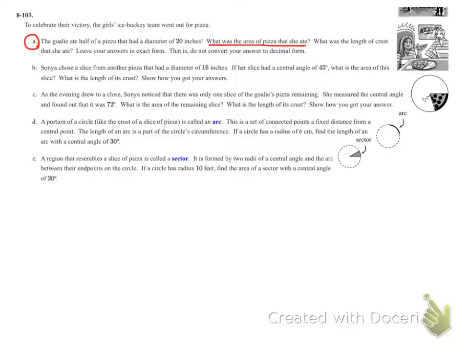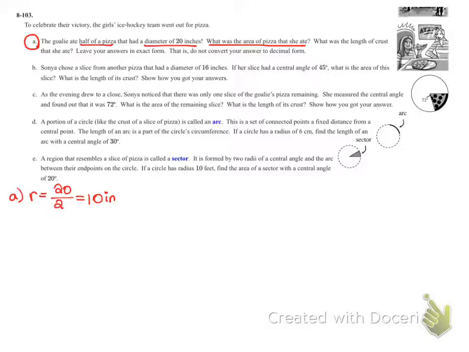So we know that the diameter of the pizza was 20. We know that she ate half of the pizza. So we want to figure out what's the area of the pizza she had. So if the diameter of the pizza is 20, then I know the radius of the pizza is half of that. So the radius of the pizza in question is 10. Okay. We are given a unit of measure here, so I'll go ahead and include that as well, 10 inches.